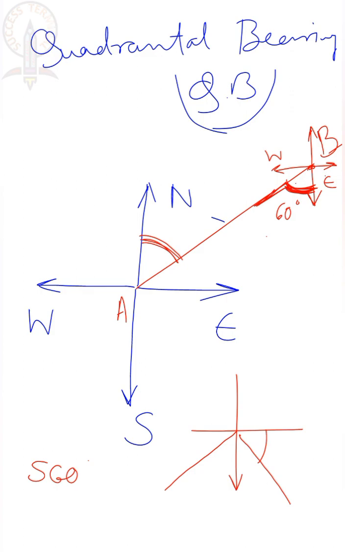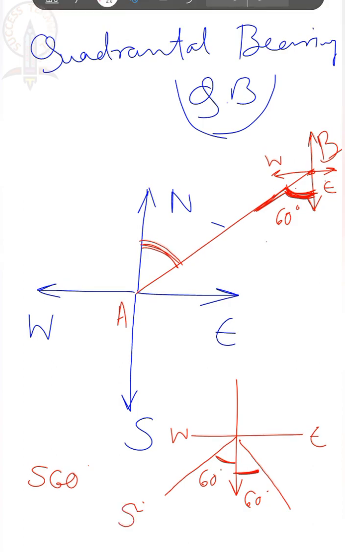Oh sorry, we are measuring the angle with respect to south or north only. So this may be south 60 degree, this may be 60 degree. The difference is that it is 60 degree south, and this direction is west and this direction is east. Therefore this is south 60 degree west and this is south 60 degree east. This is the only difference mentioned here.